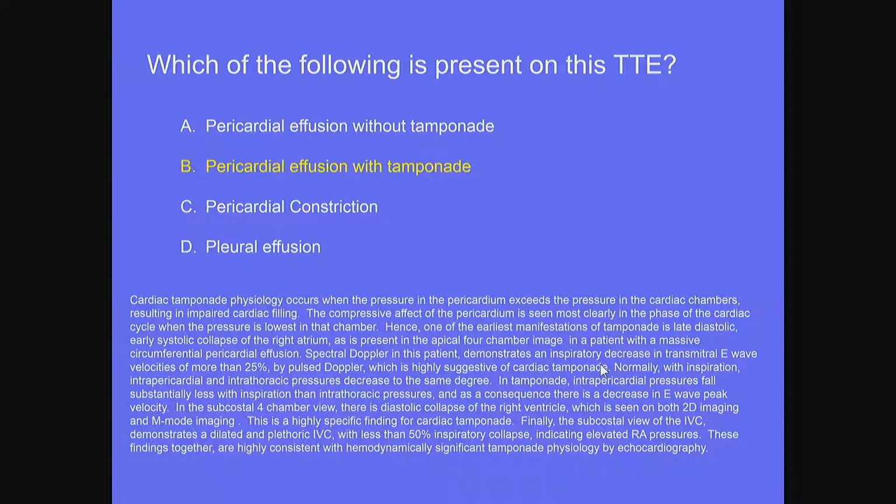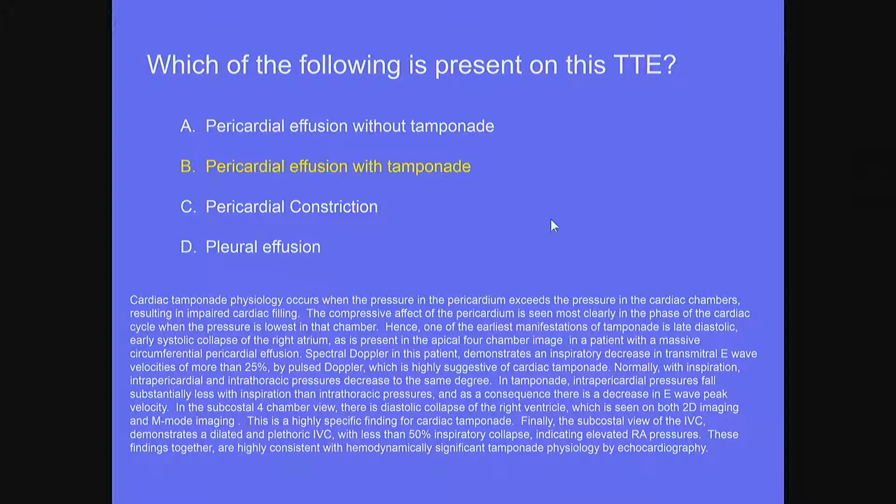Cardiac tamponade physiology occurs when the pressure in the pericardium exceeds the pressure in the cardiac chambers, resulting in impaired cardiac filling. The compressive effect of the pericardium is seen most clearly in the phase of the cardiac cycle when the pressure is lowest in that chamber. Hence, one of the earliest manifestations of tamponade is late diastolic, early systolic collapse of the right atrium, as was present in the apical four-chamber image in this patient with a massive circumferential pericardial effusion.